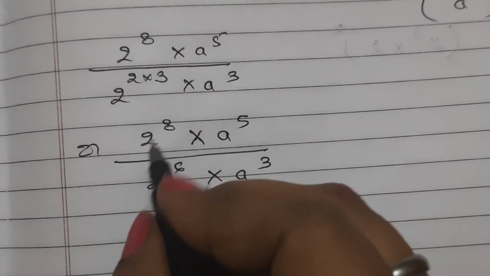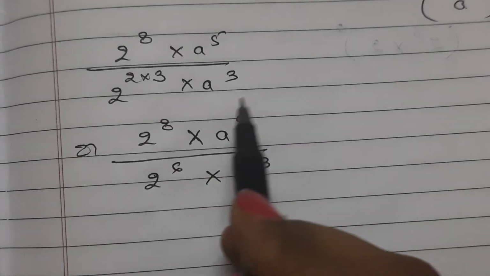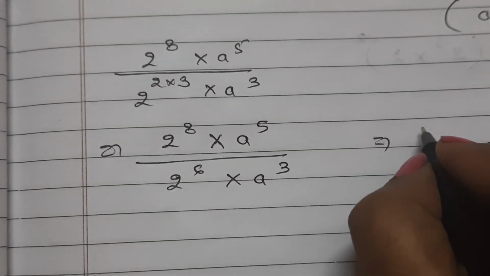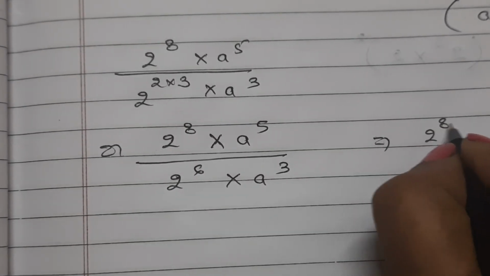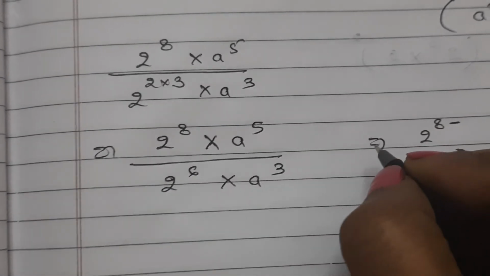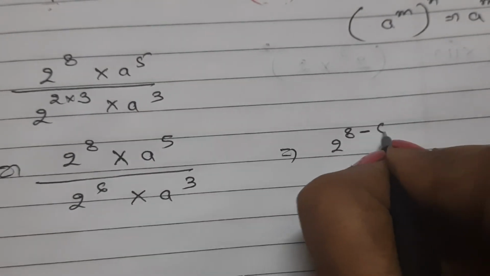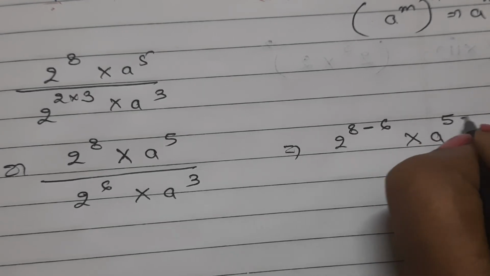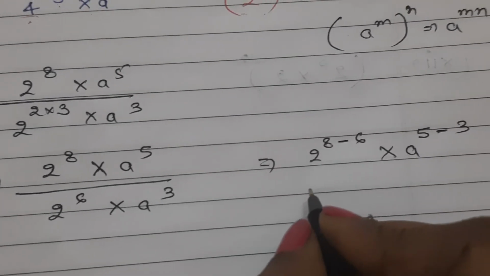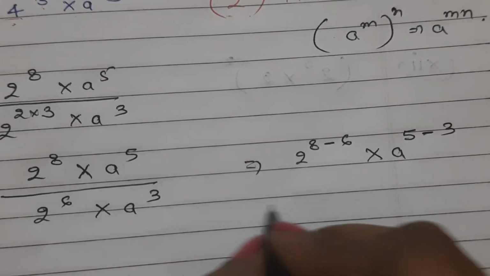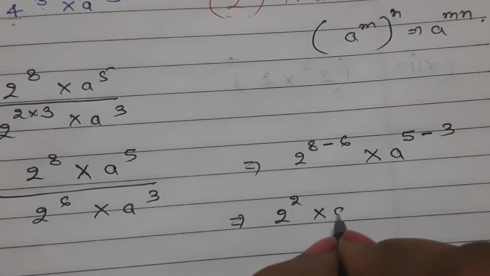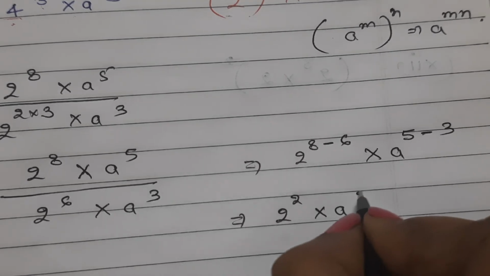So now you can see that this is for division and this is also for division. So we will apply the same: 2 to the power 8, when it is division, we need to subtract, into a to the power 5 division, so minus 3. So it will be 2 to the power 2 into a to the power 2.